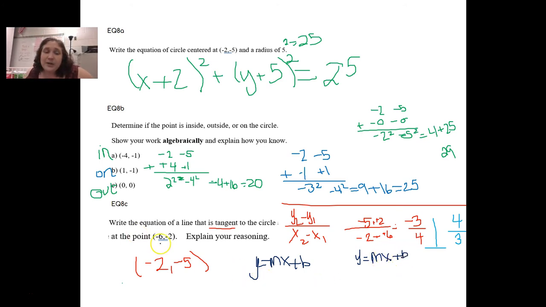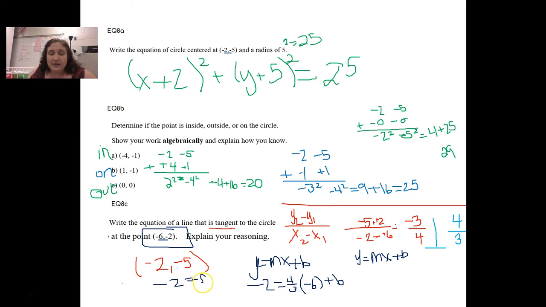The first time you do it, you're going to take the point that they give you, and we're going to substitute it into the equation. So the y value is negative 2. Our slope is 4/3 that we just discovered. Our x value from the point that's on the tangent is negative 6, and then we have plus b. When we do the math, I get 4 times negative 6, which is negative 24, and negative 24 divided by 3 is negative 8. So now I'm left with negative 2 equals negative 8 plus b. Add 8 to both sides, and you get 6 for your b.